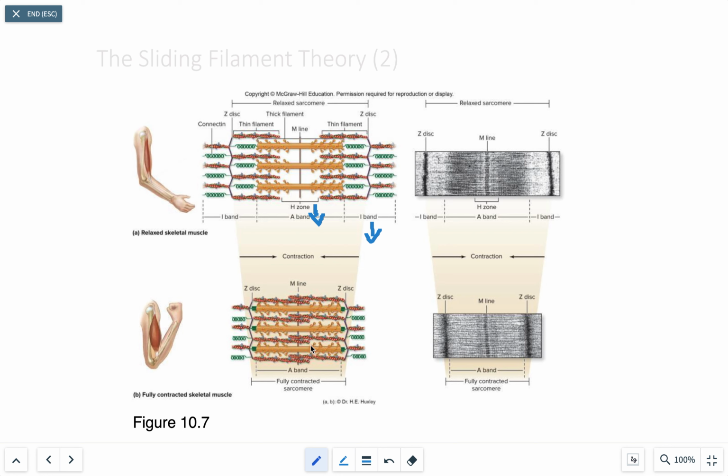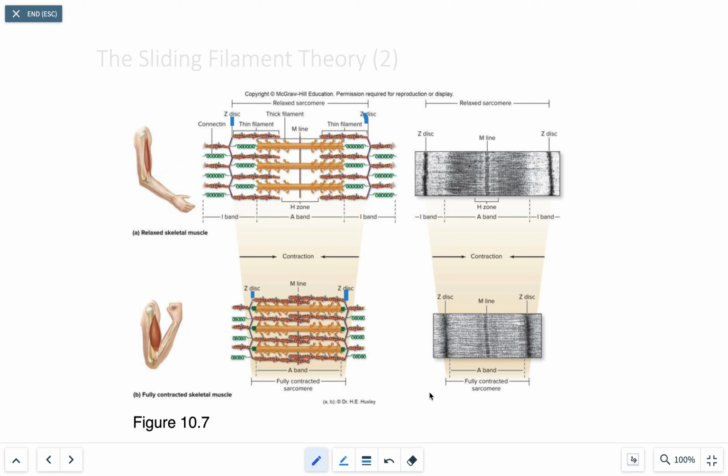We see that the zones of overlap, so this area here, get larger. So we see the overlap of the thin filaments over the top of the thick filaments across the M line. Those zones of overlap are going to get larger. The Z lines, or what we consider the Z discs, are going to move closer together. So we can see in the top picture the distance of the Z disc versus the contracted sarcomere, and obviously in the second picture we see a closer Z disc to Z disc orientation.